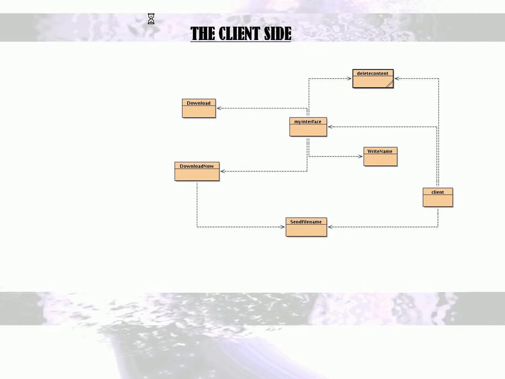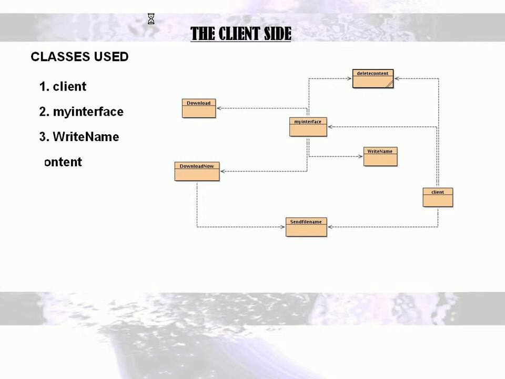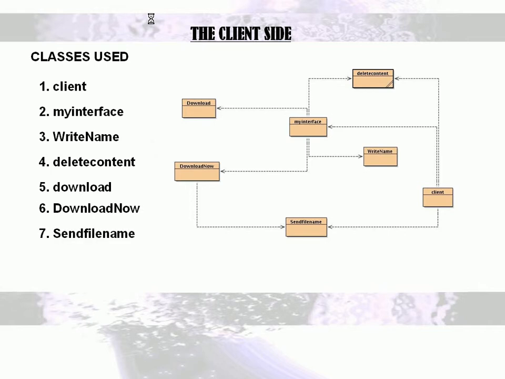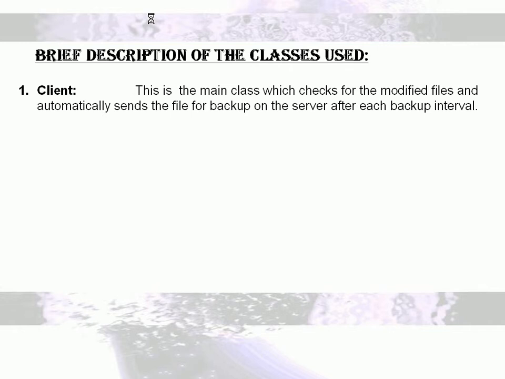We start with the description of the client side. The classes used are client, myInterface, write name, delete content, download, download now, and send file name. Now let me briefly introduce the uses of these classes. Starting with client. This is the main class which checks for the modified files and automatically sends the file for backup on the server after each backup interval.